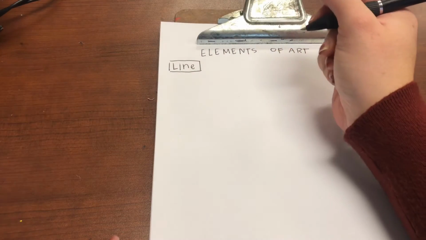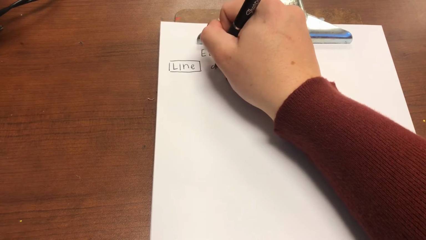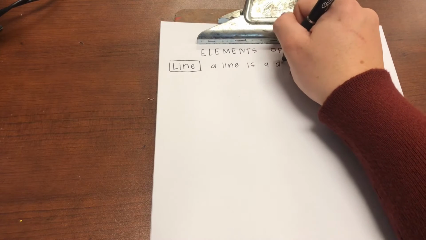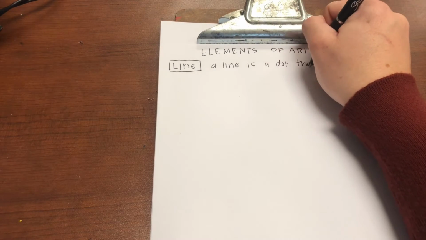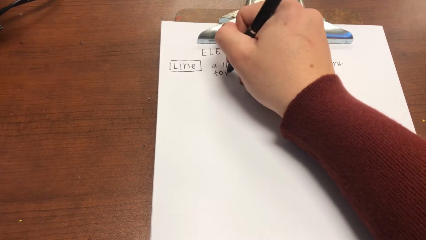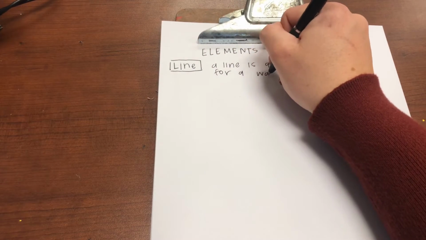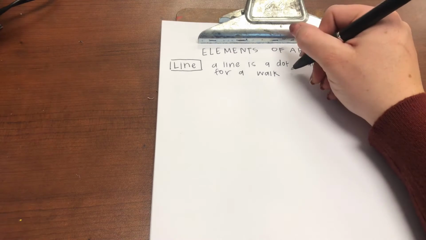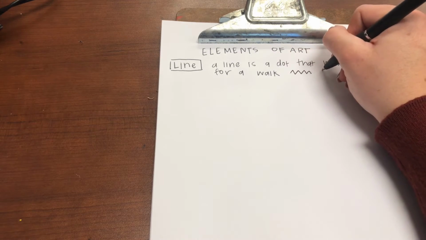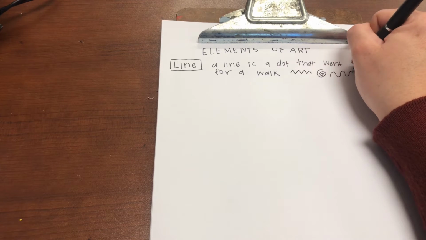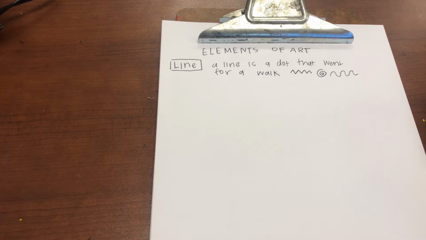My favorite definition for line is: a line is a dot that went for a walk. So you could go on a squiggly walk, you could go on a spiral walk, you could go on a curved walk, right? All of these things pertain to line.